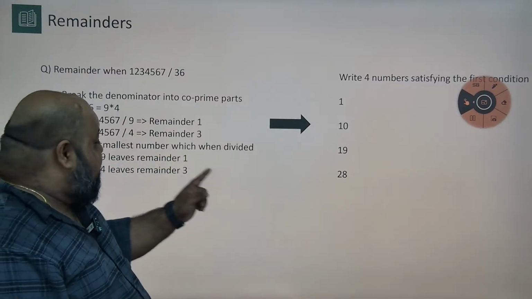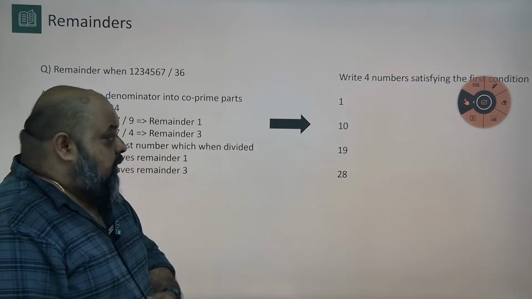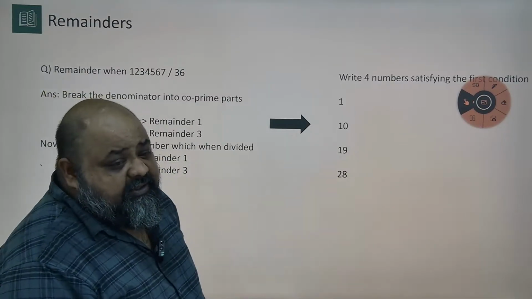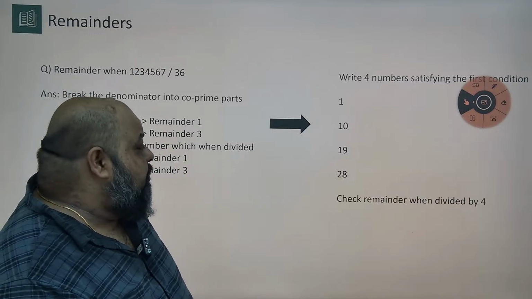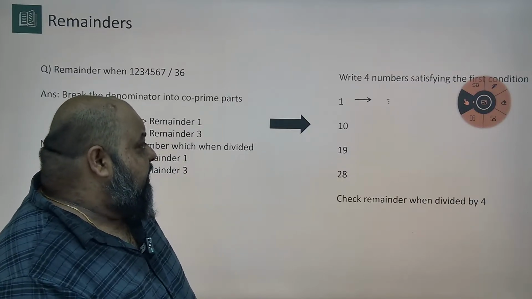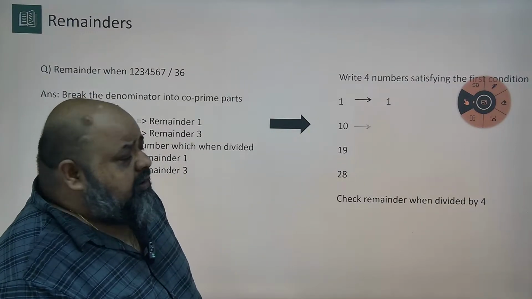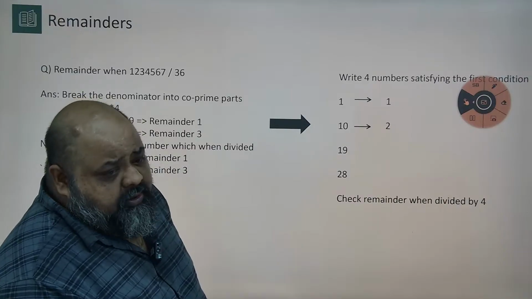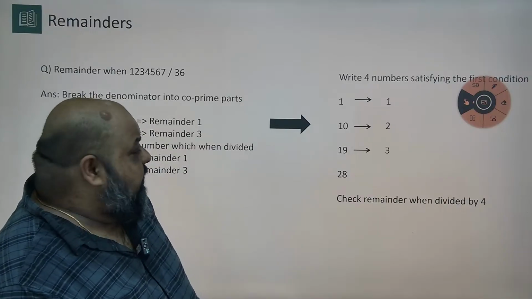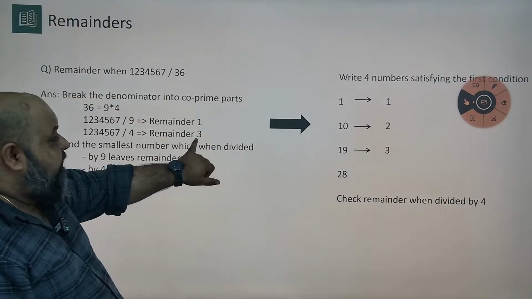कितने नंबर लिखने हैं? जितना दूसरा डिवाइजर है, 4. अब इन नंबर्स को 4 से चेक करिए. 1 divided by 4, रिमाइंडर 1 रहेगा. 10 divided by 4, the remainder will be 2. 19 divided by 4, the remainder will be 3. This is what we needed.